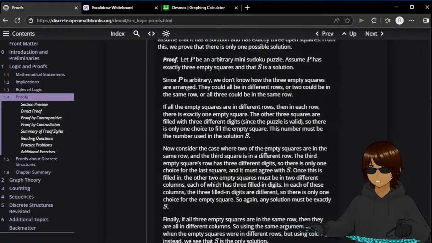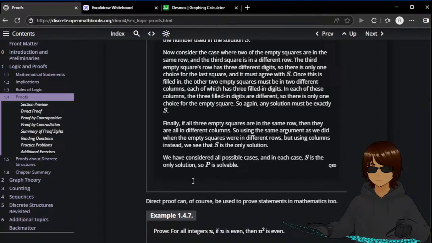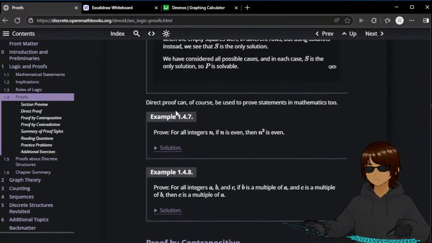Now consider the case where there are two empty squares in the same row, and the third square is in a different row. Or we can use this: there are columns with one missing, right? I get the solution, but explaining it would take quite some time.